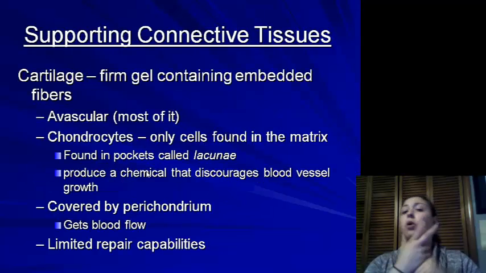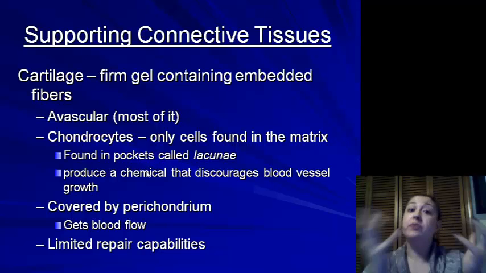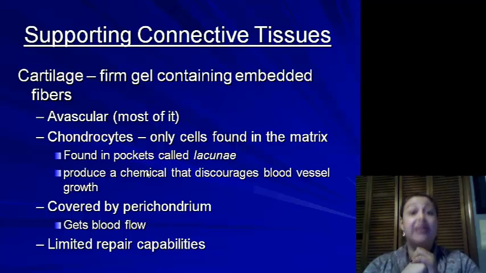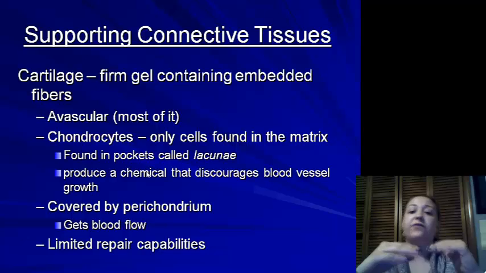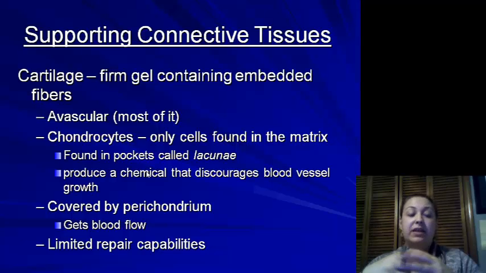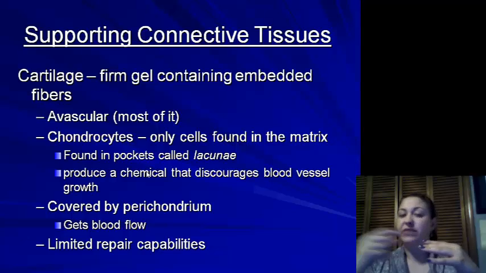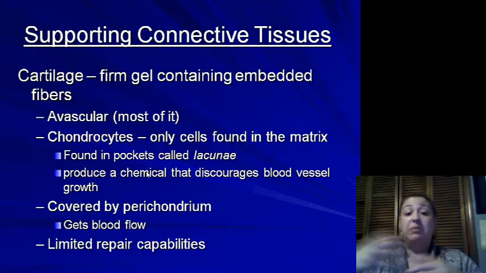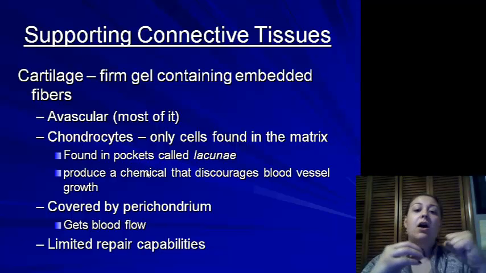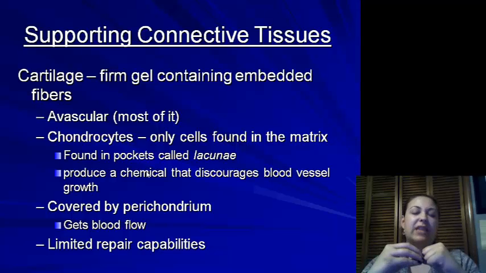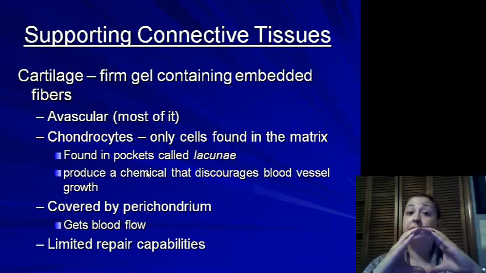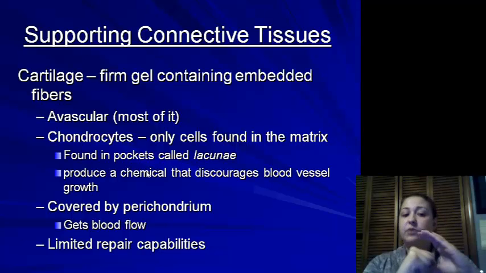Now moving on to our supportive connective tissue. We've talked about connective tissue proper and fluid connective tissue, and now we're talking about supportive connective tissue. Cartilage is a firm gel containing embedded fibers. It is avascular, or at least most of it. The cartilage itself does not get blood supply. The chondrocyte, which is the living cell, is only found in the matrix, in a pocket called the lacuna. You can remember this because it sounds like a paradise. Inside the lacuna is where we find the chondrocyte.